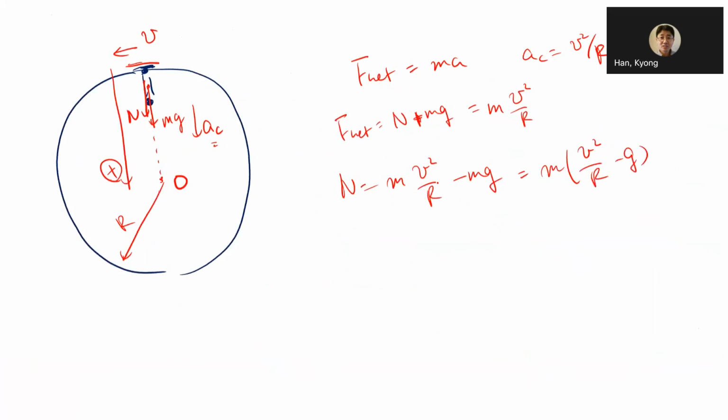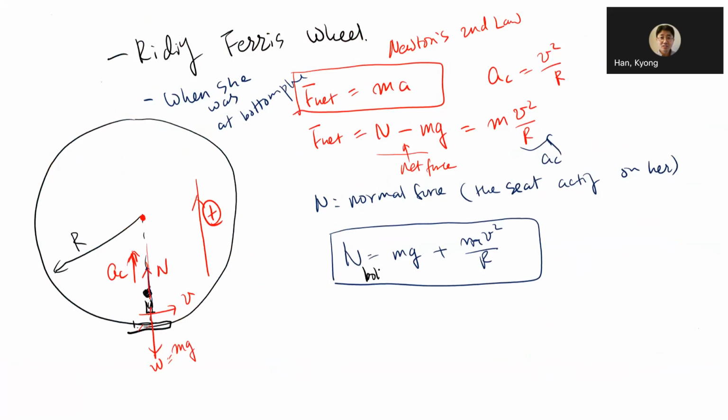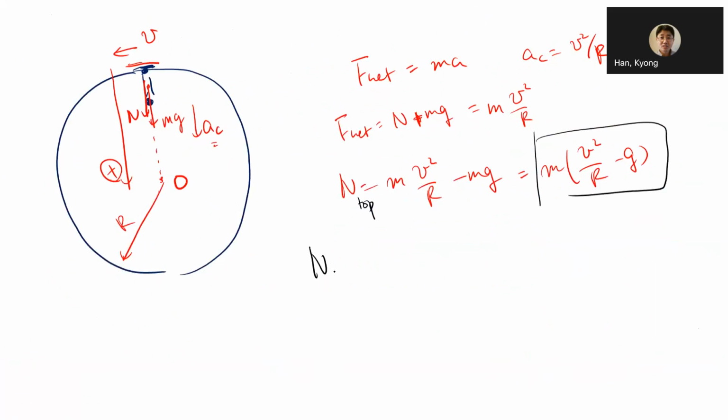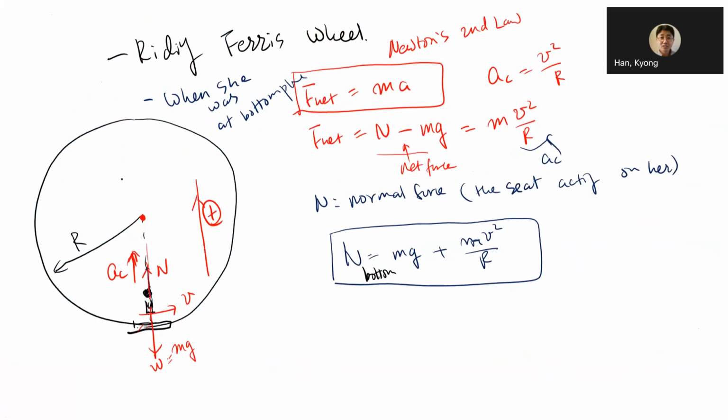I think at the top the speed is really slow. No, the speed, the force is less than that. This is the top place, this is the bottom place. N bottom must be larger than N top, because this is subtraction and this is addition. Even if we think the two speeds are the same here and here, the normal force is different.